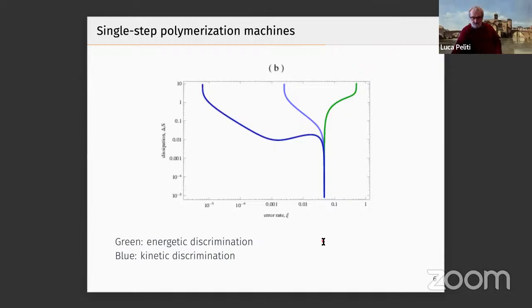So what you have here, the notation is slightly different, but we have the error rate as a function of dissipation. When the dissipation is very small, we are close to equilibrium, at the equilibrium error rate. And now we increase, and on the right-hand side we have a system in which there is only energetic discrimination taking place. Therefore, as we increase the dissipation, the error rate increases, and eventually we reach complete randomness.